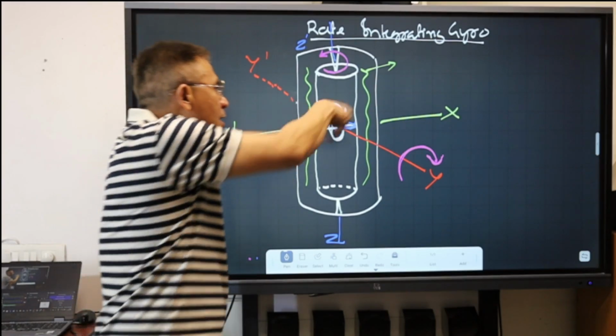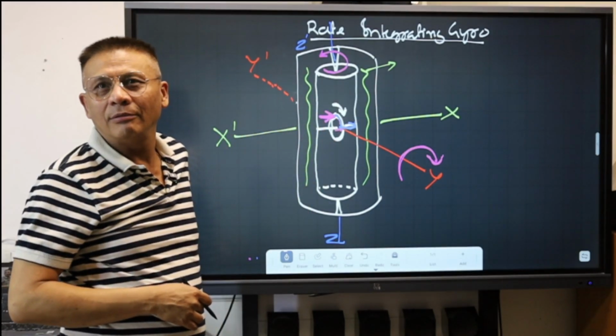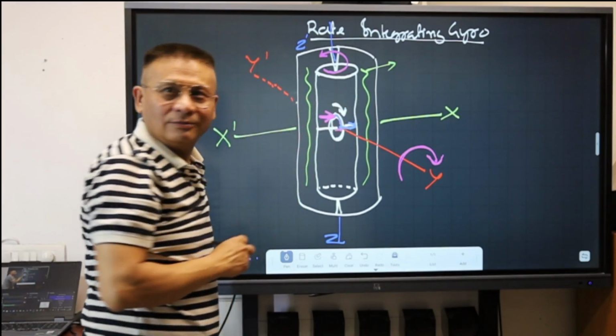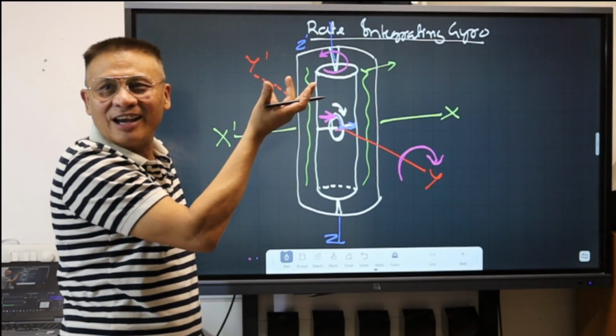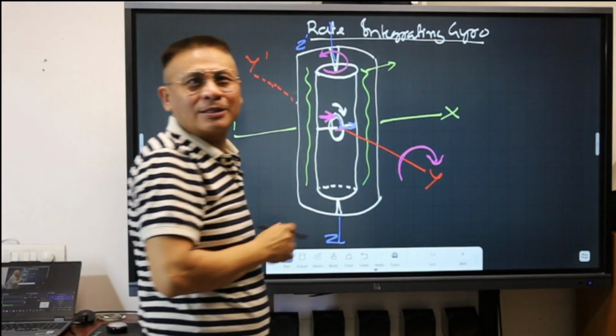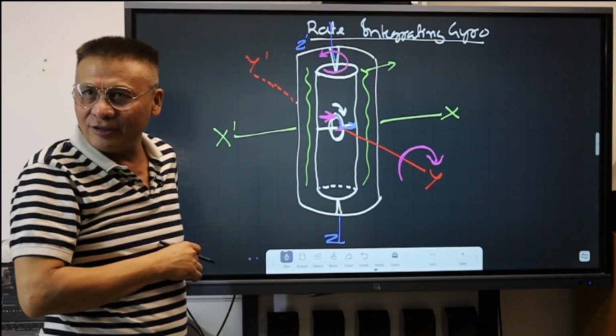The speed at which it is going to rotate in the ZZ dash axis will be directly proportional to the amount of force which is applied at the YY dash axis.